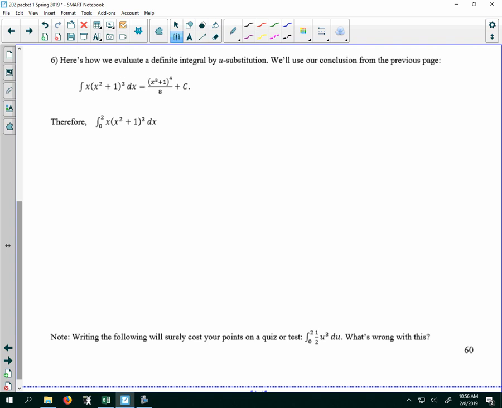So if I want to calculate the integral from 0 to 2 of x times (x squared plus 1) cubed dx, I now know the antiderivative, so I just write it down, (x squared plus 1) to the 4th over 8, and I evaluate from 0 to 2. So it takes a little work to get the antiderivative, but once you have it, you just plug in the bounds like normal. So if I plug in a 2, I get 2 squared is 4, plus 1 is 5.